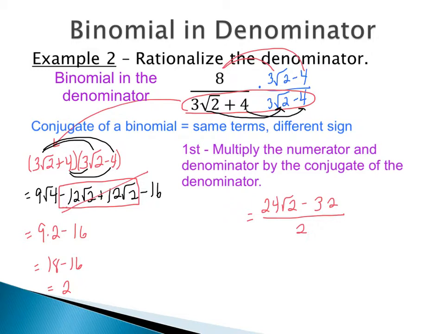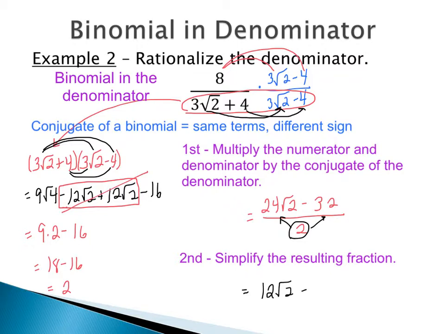Finally, we do want to simplify this. So one method of simplifying would be to take the 2 and divide it into each term in your numerator. So that way we would have 24 over 2 is just 12. Square root of 2 stays, minus 32 divided by 2 would be 16. So when we rationalize the denominator, we get a final answer of 12 square root of 2 minus 16.